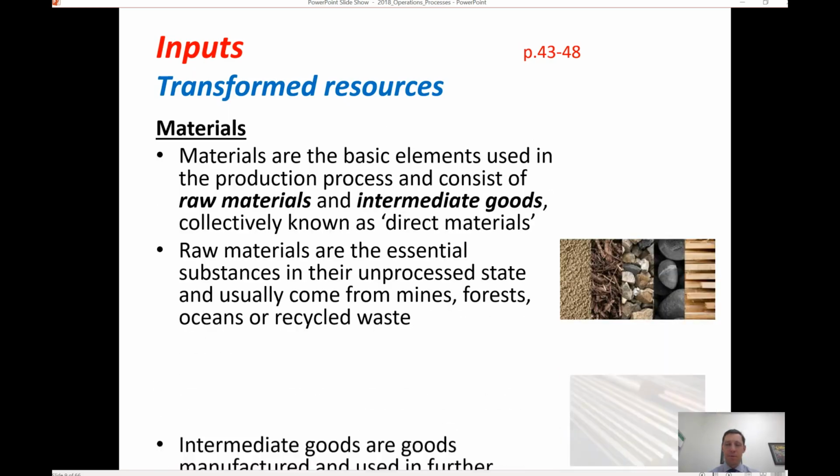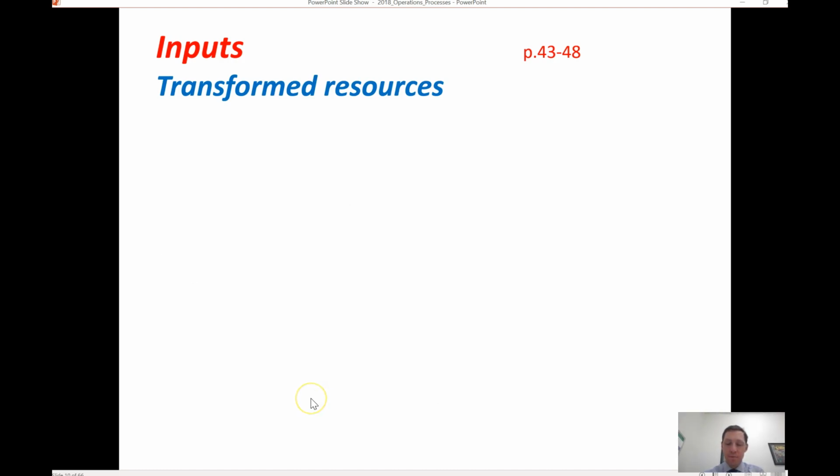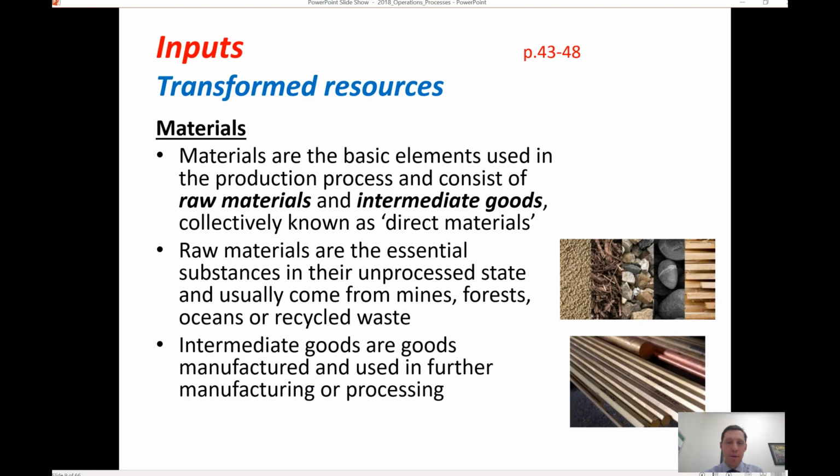Okay, so materials, what do we mean by materials? They're basic raw materials or basic elements that are used in the production process, and they consist of raw materials and intermediate goods, and are generally known as direct materials. They're the essential substances in their unprocessed state. For example, coal or iron ore, which usually come from places like a mine, a forest, the ocean, or potentially even from recycled waste. Intermediate goods are goods that are manufactured and used in further manufacturing or processing. So they're materials, but they're not in their raw form. They're intermediate, so they've already had some change occur to them.